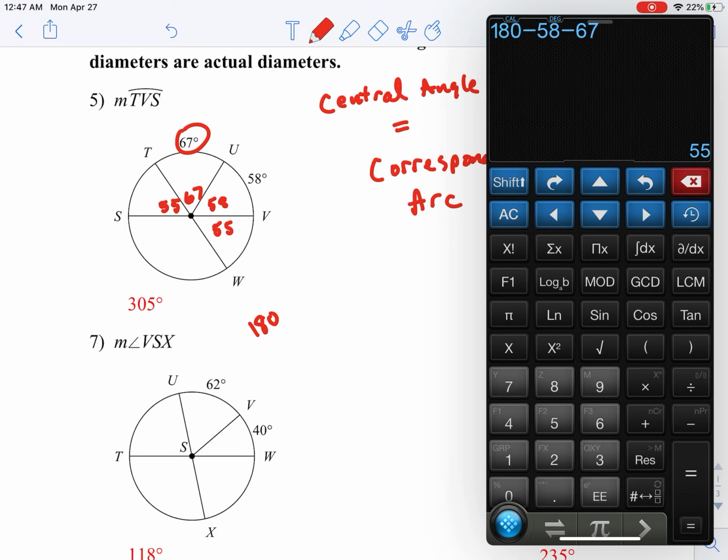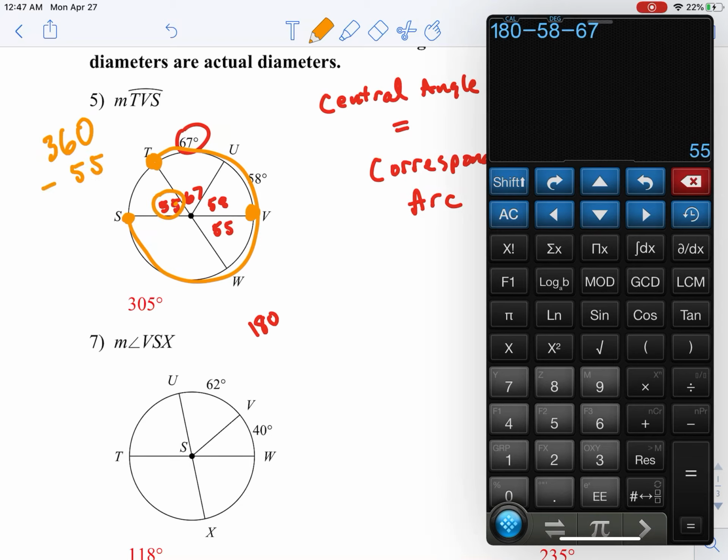All right, they want TVS. So T to V to S. Okay? All right, so they did want that 55, okay? So now, this is everything but 3. The whole thing is 360, and they want all of it except this 55 right here.